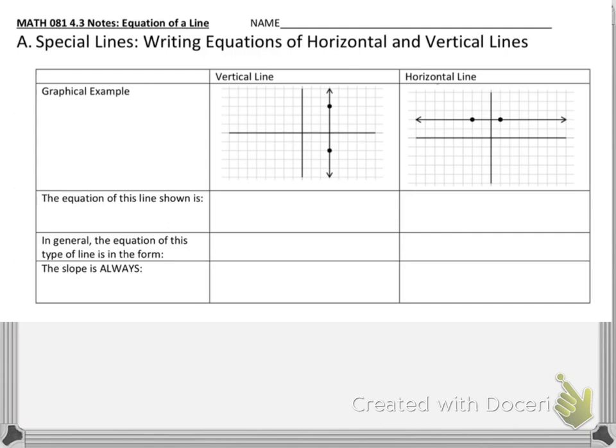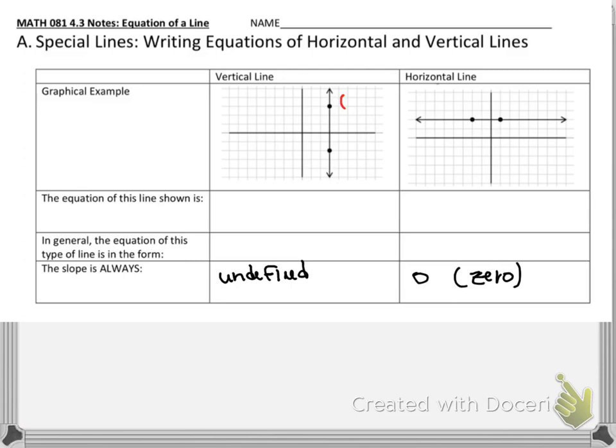So as you can see, we have this nice little chart here that shows us a vertical line and a horizontal line. We learned in a previous video that the slope of a vertical line is always undefined, and the slope of a horizontal line is always 0. So we already know that about vertical lines and horizontal lines. But what about the equation of a vertical or horizontal line? Well, let's use some points on the line to prove our point.